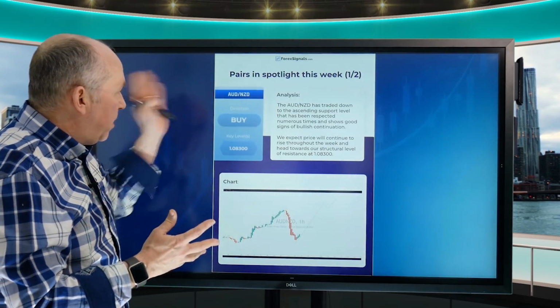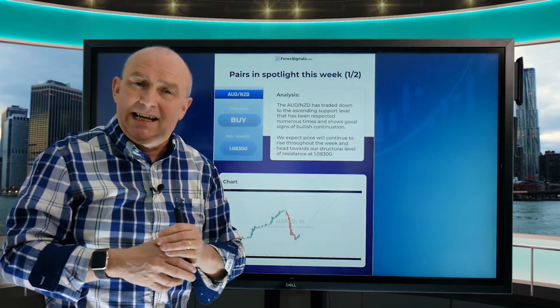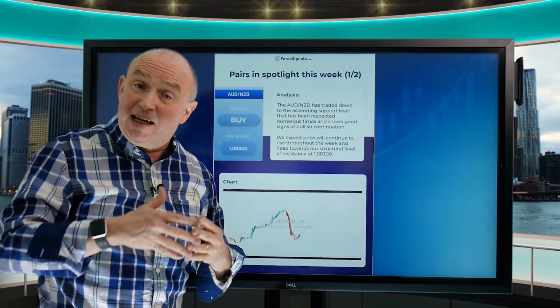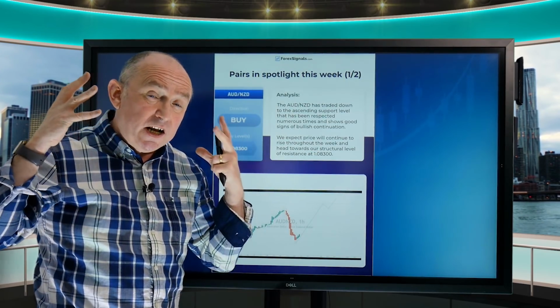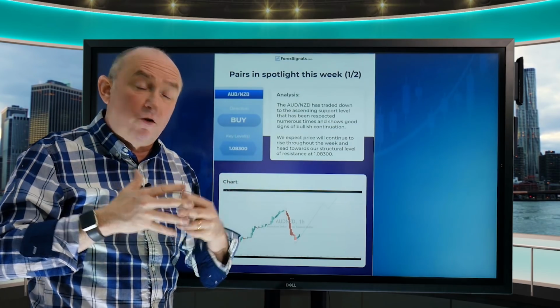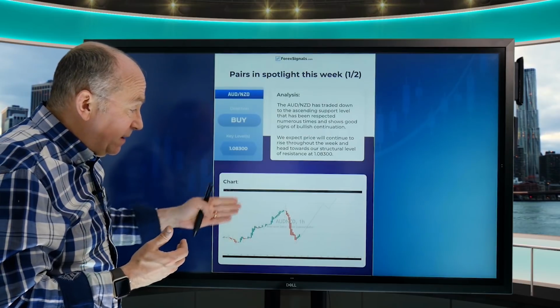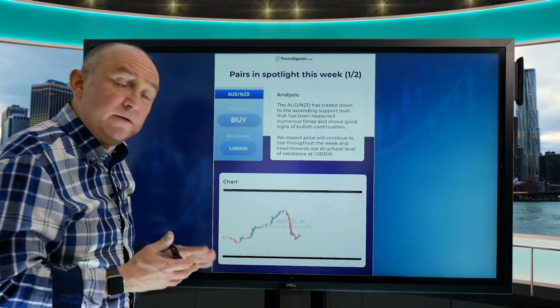Right, okay, so let's have a look at what we're looking at this week. We're looking at buying the Australian dollar against the New Zealand dollar. Australian dollar has been outperforming the New Zealand dollar. If you look at the higher time frame charts, nicely fanned out moving averages on the daily show big momentum to the upside. We've seen a bit of a pullback and a retest of some support zones.